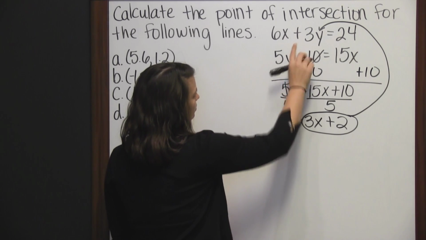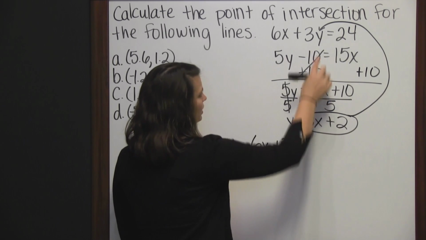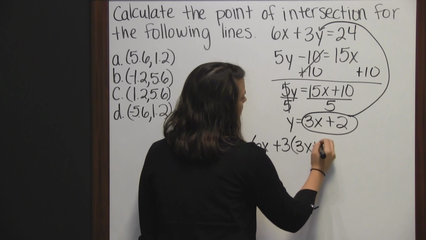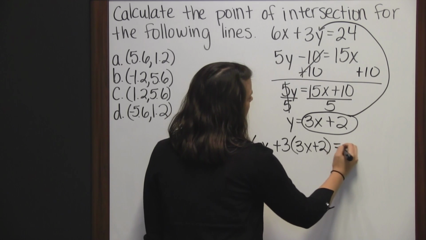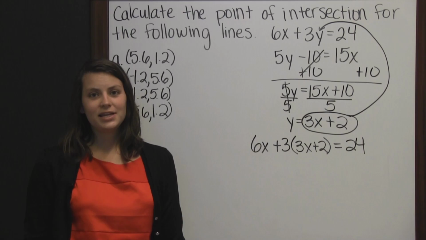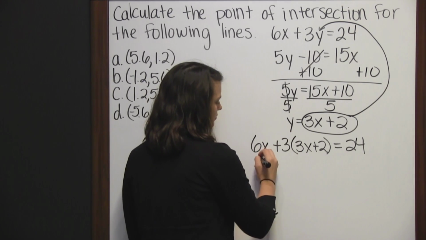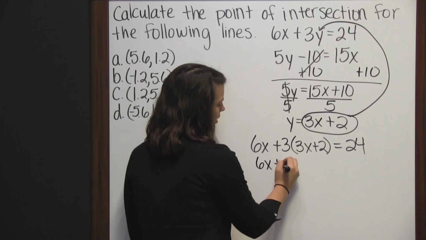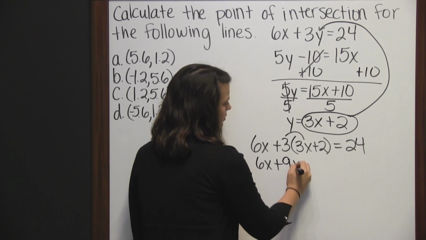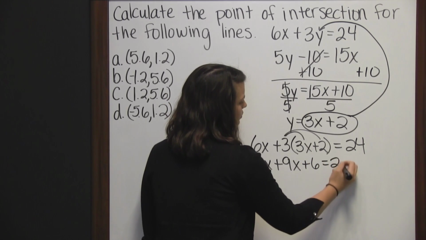Which means that I now have 6x plus 3 times, instead of y, I'm replacing it with the expression 3x plus 2, equals 24. And now we need to solve for x by first distributing. So 6x plus 3 times 3x is 9x. 3 times 2 is 6, so plus 6 equals 24.